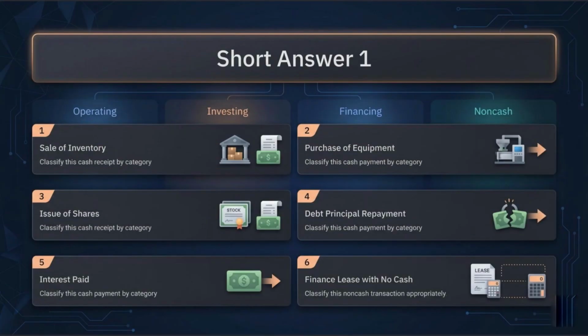Now we move to short answer 1. You need to classify 6 items as operating, investing, financing, or separate non-cash disclosure. The items are sale of inventory, purchase of equipment, issue of shares, debt principal repayment, interest paid, and a finance lease with no cash at inception. Write your answers before moving to the model answer. This is not only a labeling exercise. For each item, ask whether cash moved, who the counterparty is, and what the economic purpose is. If you can classify these 6 correctly, you already control many of the most frequently tested ASC 230 basics.